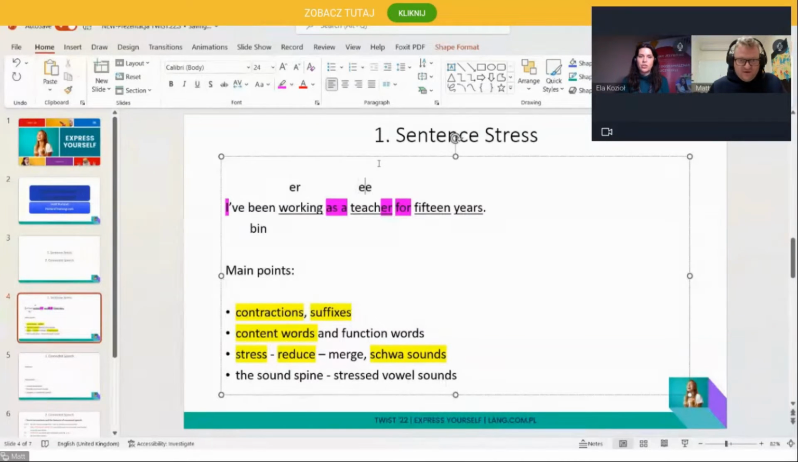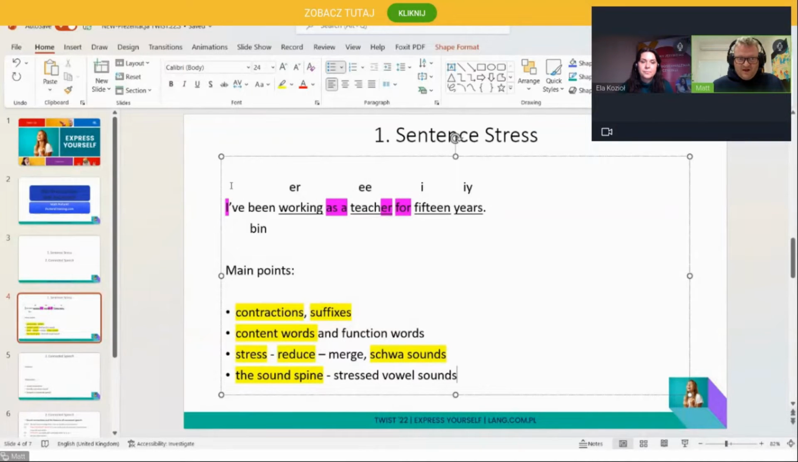Teacher is a long e. We don't stress er. It's a schwa sound in written English. For 15, fi, the teen is a suffix as well, and then ear. So this is called the sound spine. It's the most important, it's like the golden melody line of the sentence. The golden melody, we're listening for this. It's a beautiful thing. It's an e, ear.